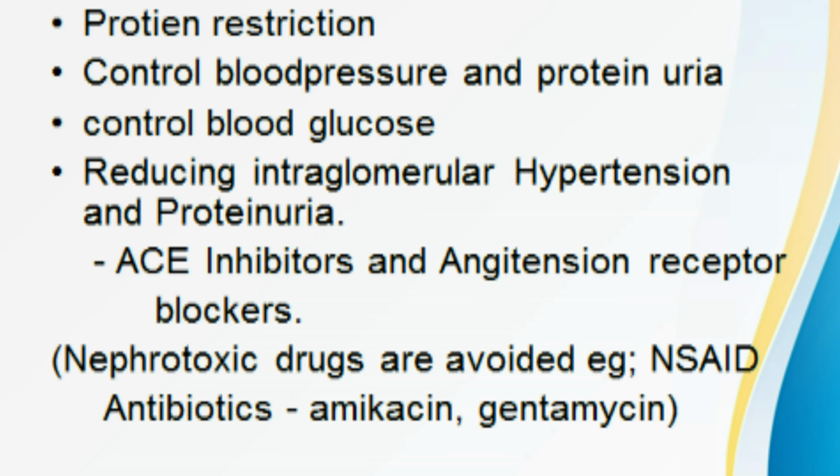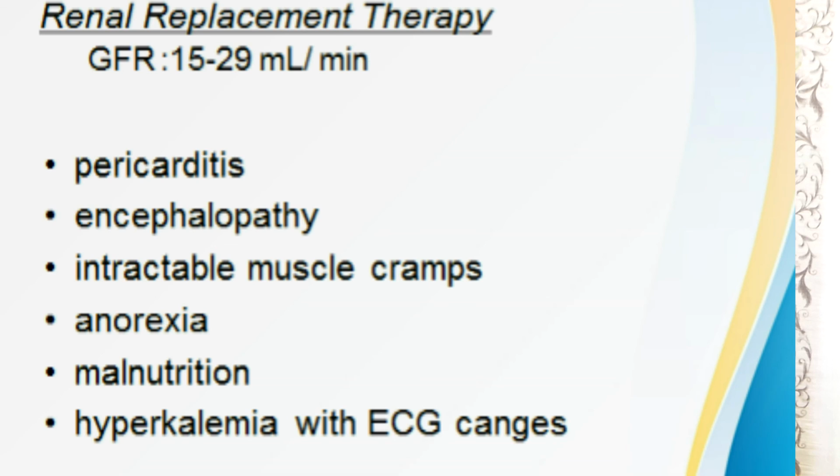For reducing intraglomerular hypertension, the best possible drugs are ACE inhibitors and angiotensin receptor blockers. Other than reducing hypertension of the glomerulus, they also decrease overall systemic hypertension. Very important in this case, the doctor should remember about nephrotoxic drugs. So we should avoid nephrotoxic drugs like non-steroidal anti-inflammatory drugs, and antibiotics like amikacin, gentamicin. That's it for conservative treatment.